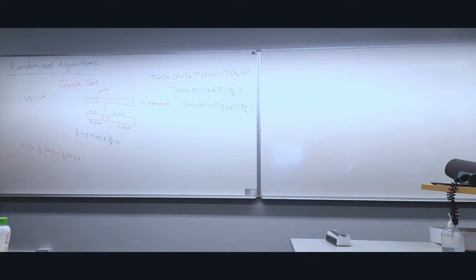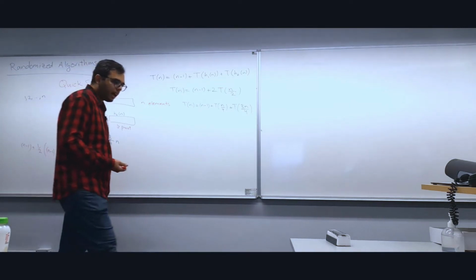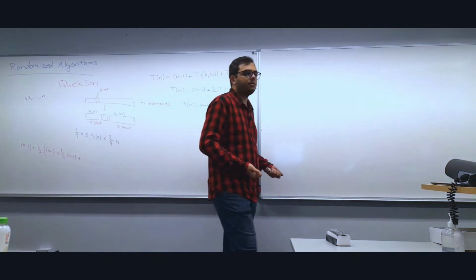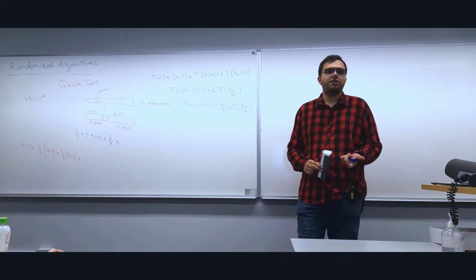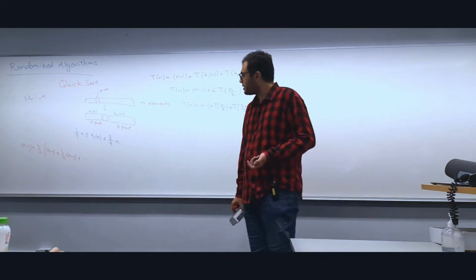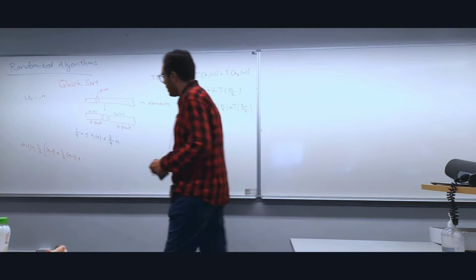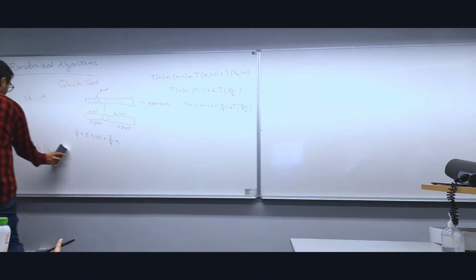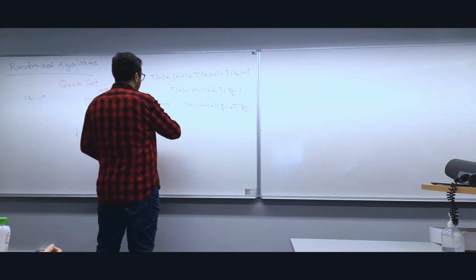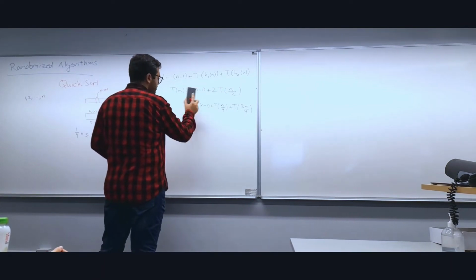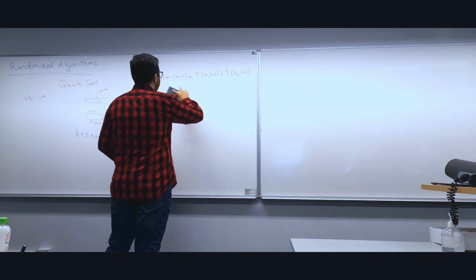Okay. But what if I don't want to change the pivot? What if I just say I choose a pivot randomly and I go with it, even if it wasn't a great pivot? I want to show that even in that case, the runtime is still going to be n log n. Okay, so let me erase this one.